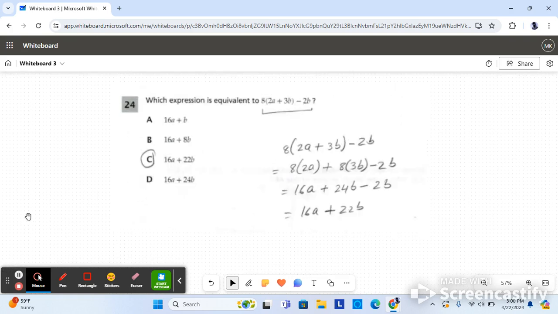For question 24, it says, which expression is equivalent to 8 times open parentheses 2a plus 3b, close parentheses, minus 2b. So you have to distribute 8 to 2a and 3b, and then you have to add, and then you have to combine like terms. So in the end that gives you 16a plus 22b as your answer. So that is answer choice C.